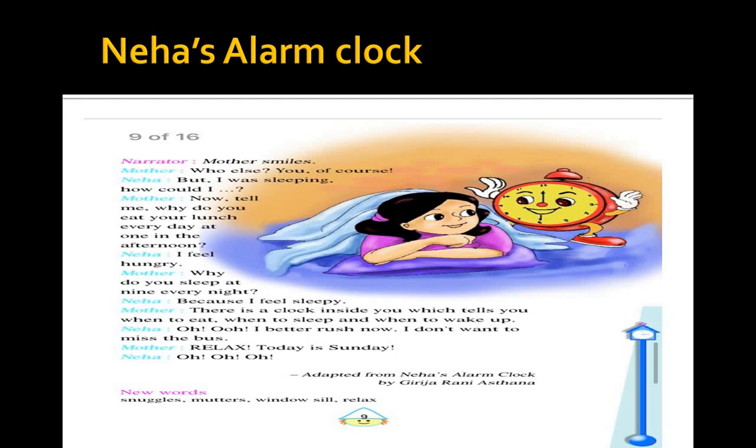Okay, so these are the new words: snuggles, mutters, windowsill, relax. I want you to write all these new words and try finding out the meanings on your own. Otherwise, I've already discussed. Snuggles means to hide inside the blanket, and mutters means to speak in a low voice, but speaking something that is not audible to someone else. Windowsill is the place that is a gap between the window pane. You can call it window pane. Okay, and relax, you already know that.